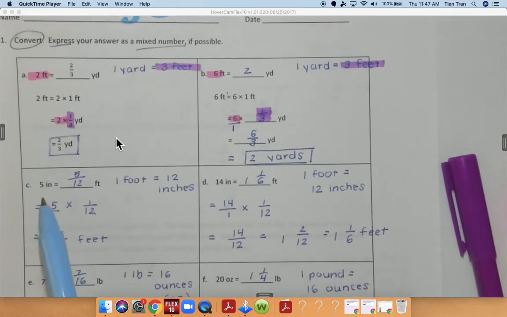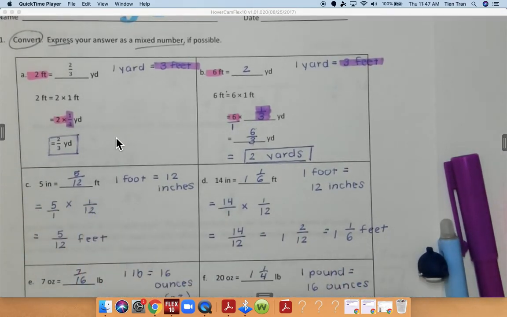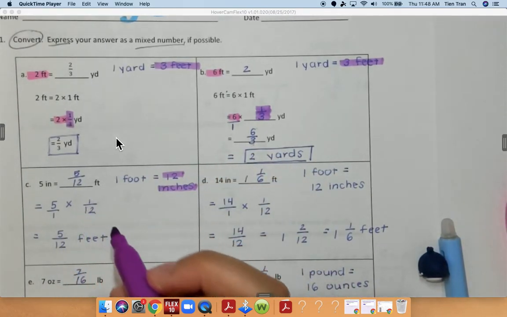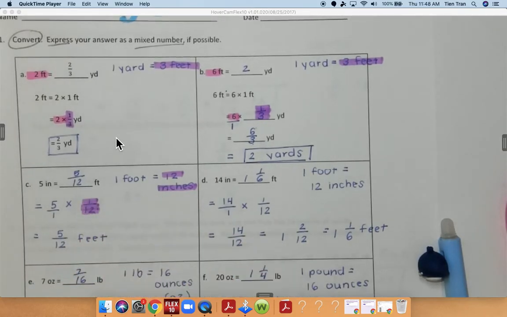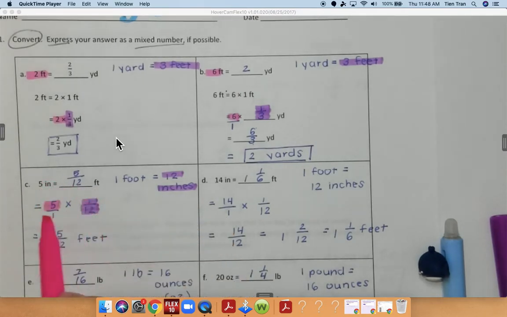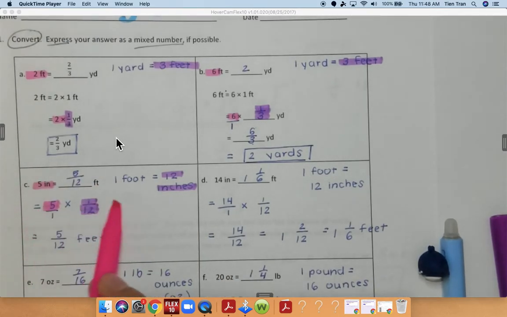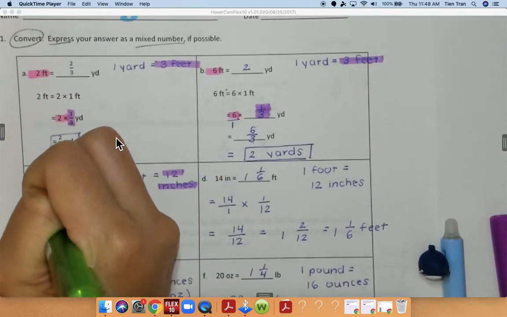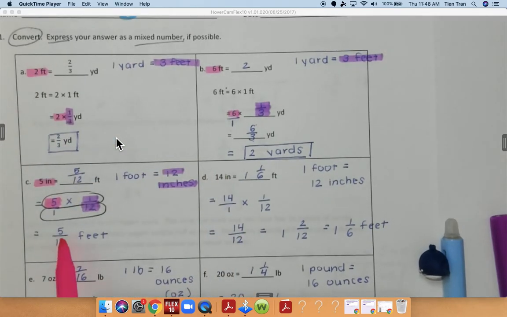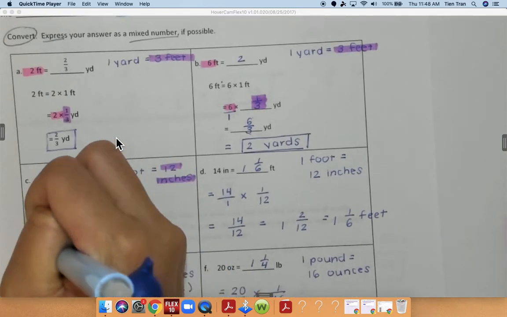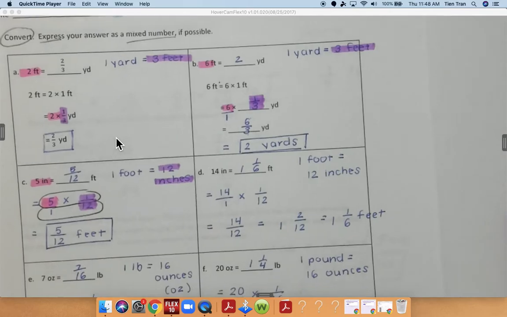For problem C, I am converting inches to feet. We know that 1 foot is equal to 12 inches. So I'm going to convert it by writing 1/12. And right here you have 5 inches. Where did we get the 5? It comes from the given problem right here. And I put it over 1 because I like to see what numbers I'm multiplying by. So right here we have 5 times 1, and then over here we have 1 times 12. 5 times 1 is equal to 5, and 1 times 12 is equal to 12. So my answer is 5/12 feet.